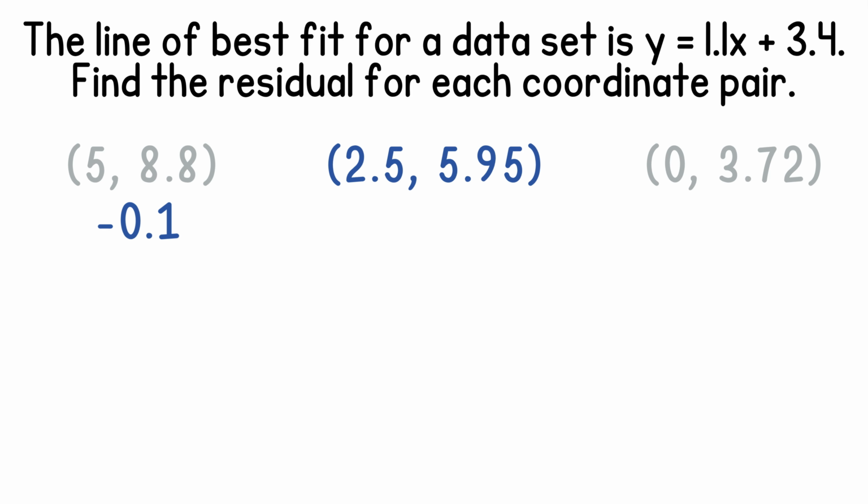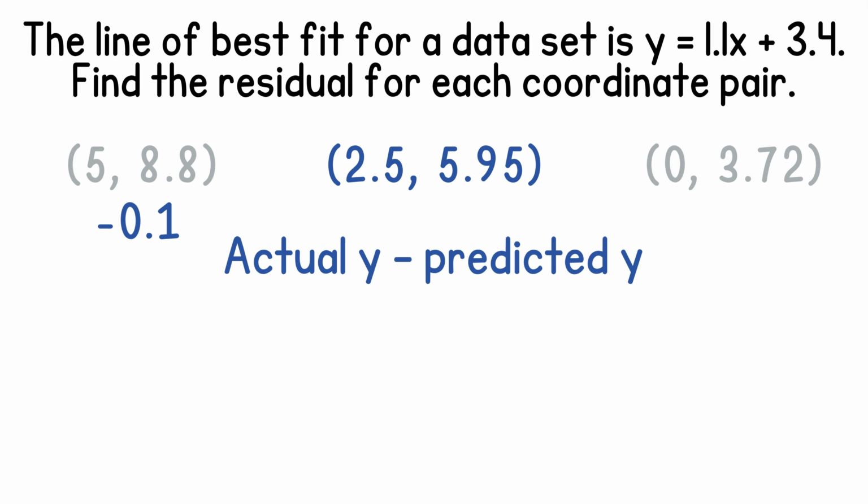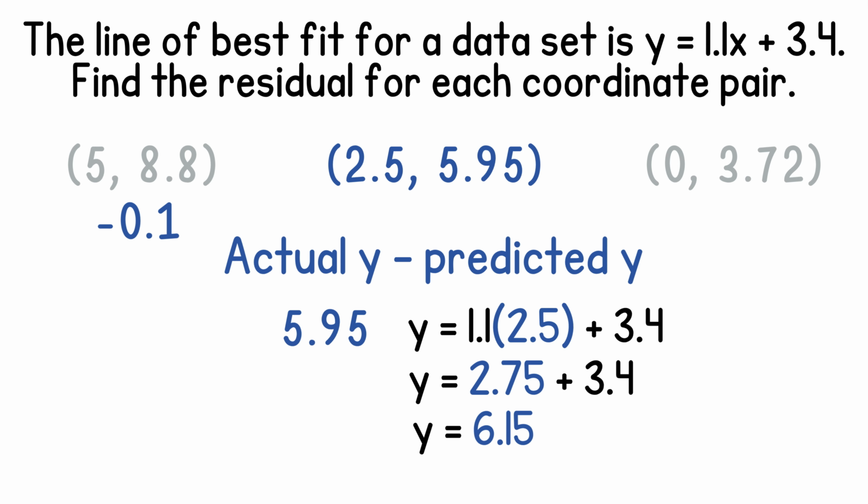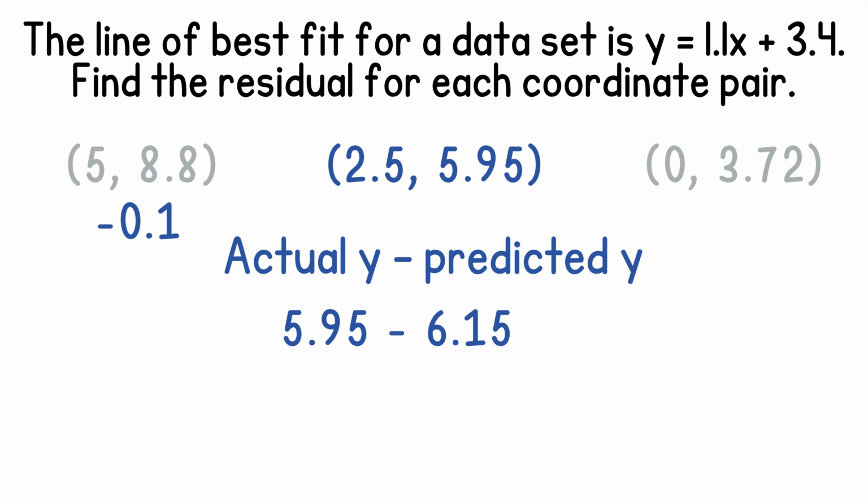Now let's look at our next coordinate. So we'll take our formula that we used for the residual, and our actual y value is 5.95. To find the predicted y value, we'll take our equation again, and this time we'll replace x with 2.5. Multiplying that by 1.1 gives us 2.75. When we add that to the 3.4, we get a total of 6.15. So we'll put this in our formula so we can subtract now. Our residual for this one is negative 0.2.